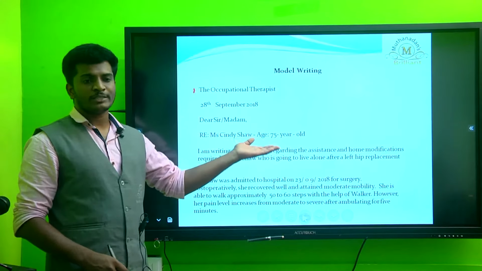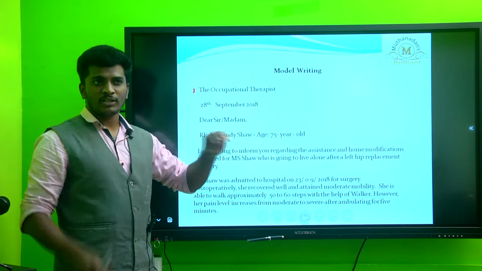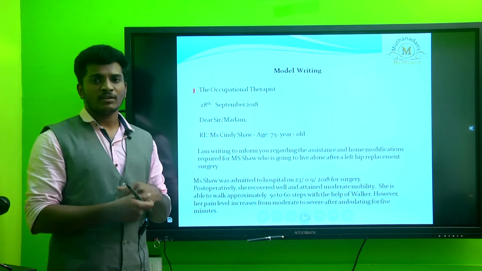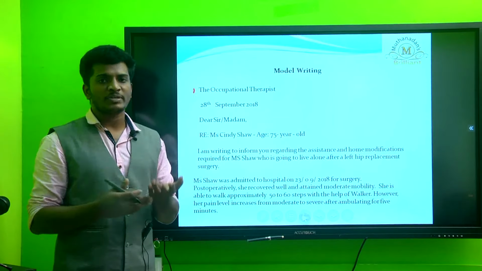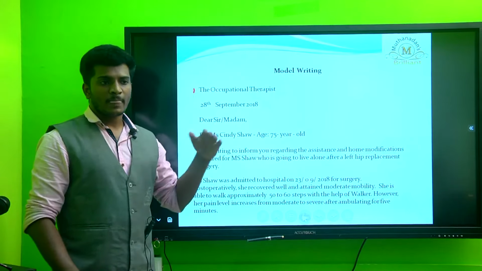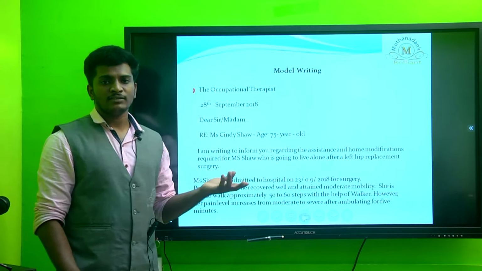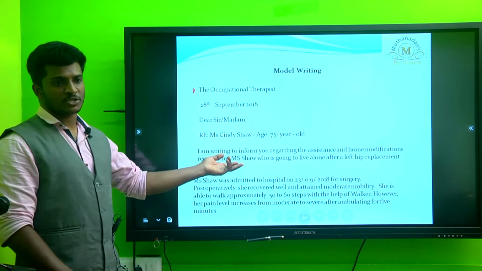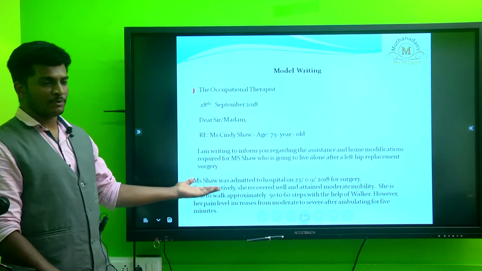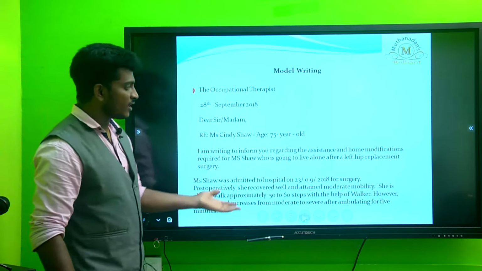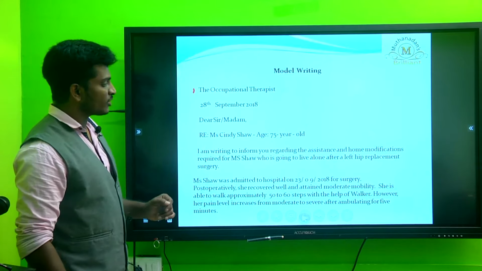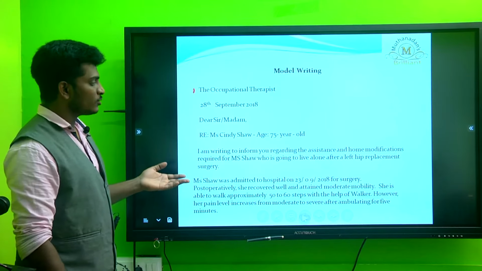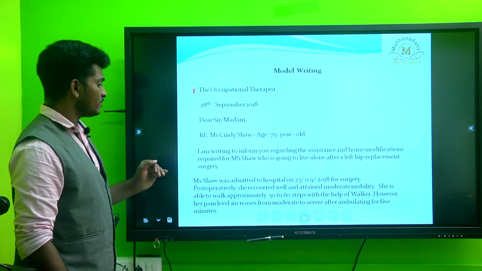With that you can also include status. Status, in the sense, not economic status, but when the patient will get discharged, because only when you inform the occupational therapist of the patient's discharge can he go to the patient's home and give his help. So have all those three pieces of information, plus the discharge information, such as the patient is going to be discharged today. I'll read out the introduction: I'm writing to inform you regarding the assistance and home modifications required for Miss Shah, who is going to live alone after left hip replacement surgery.